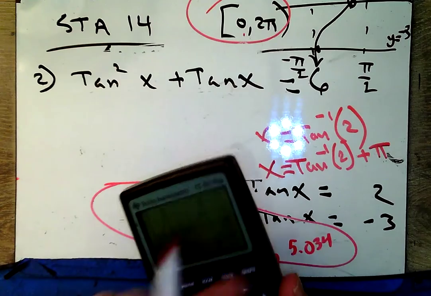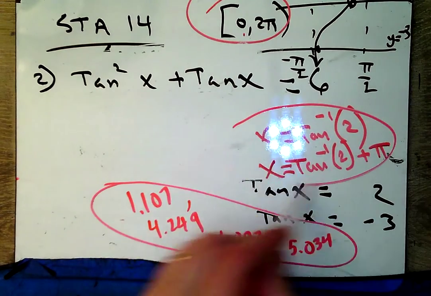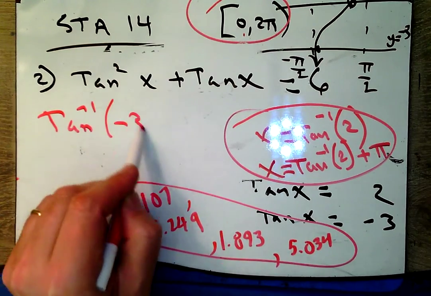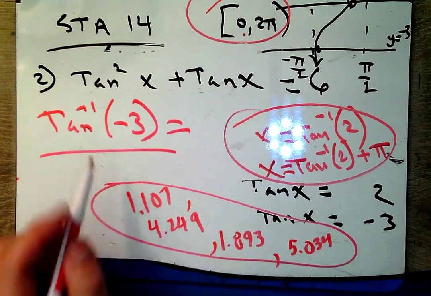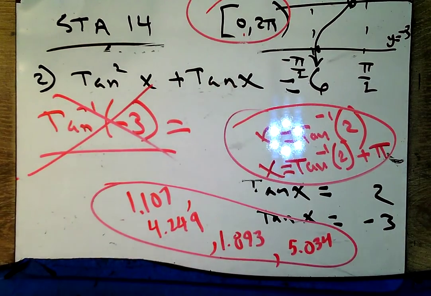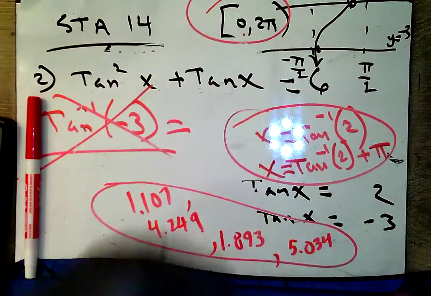I can either do second calculate intersect to find them, or I could go old school, but remember, old school had this really big problem that this is not on 0 to 2 pi. Okay? Be careful about that. So that was station 14, and now station 15, our second to last station. Let's see what we come up with here.